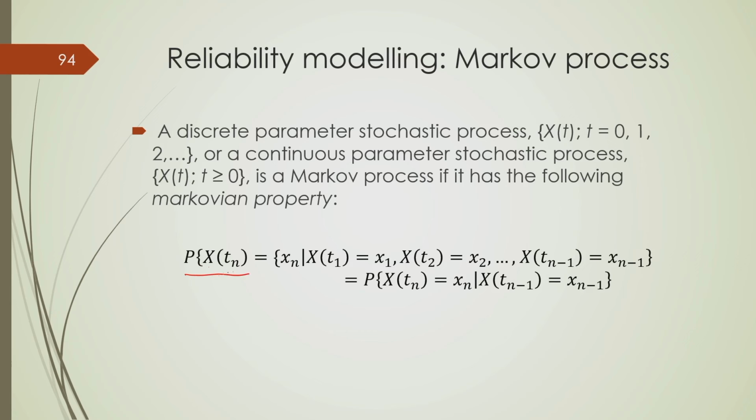So, P(x(t_n)) basically represents the probability of state x at time t_n, which is also represented by small x_n, such that x(t_1) is represented by x_1. That means this state x at time t_1 is represented by small x_1, x(t_2) is represented by x_2, and so on. Okay. So, this is basically similar to the probability of x(t_n) equal to x_n given its preceding state, that is at t_(n-1) equal to x_(n-1). Okay. So, this is called the Markovian property.